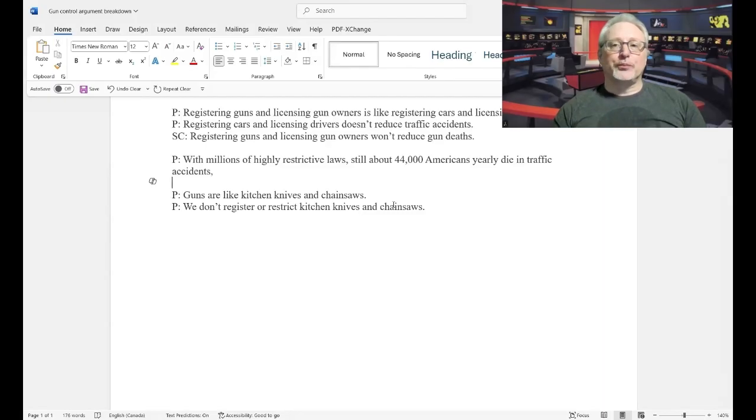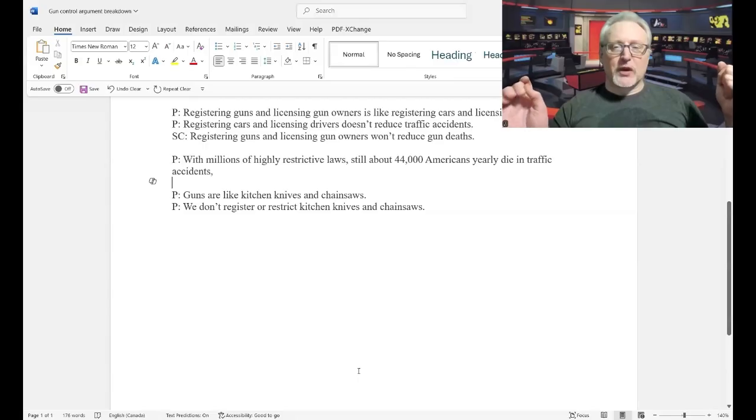That leaves us with guns are like kitchen knives and chainsaws. We don't register or restrict kitchen knives and chainsaws. Now, that's a little bit of rephrasing from paragraph number 4. Guns are dangerous tools, so are kitchen knives and chainsaws. Should we register or outlaw them just because something is dangerous? Okay, this is not helpful.